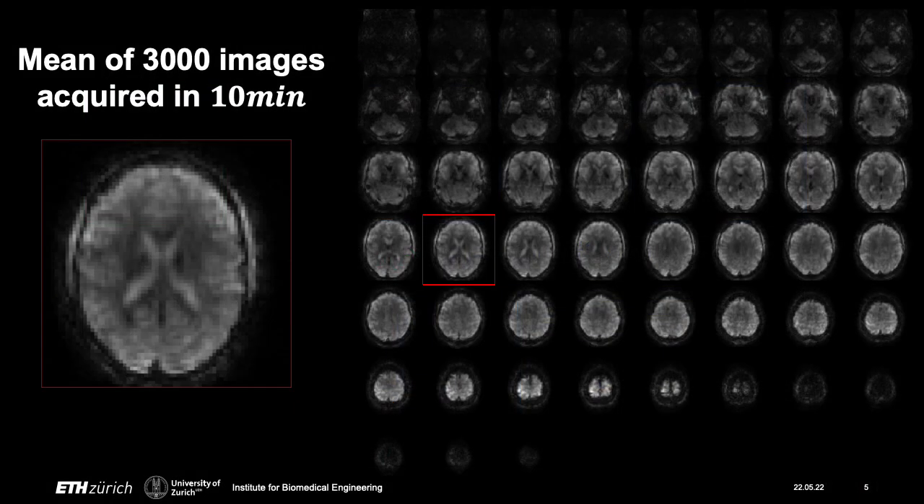Here, just as an example, so that you get a feeling that this produces good images, I'm showing the mean image of all 3,000 images we acquired here in 10 minutes. You can see we have gray-white matter contrast in the images. We see structures like the ventricles. And really the field of view is quite large. Here we cover the whole cerebellum, but also the whole cortex is covered by this field of view.